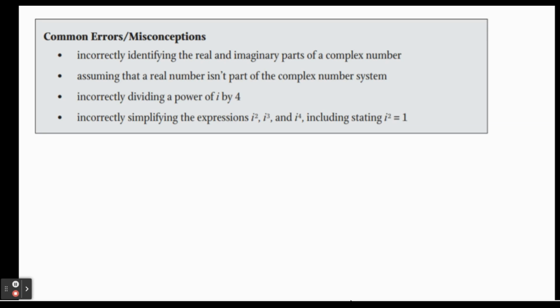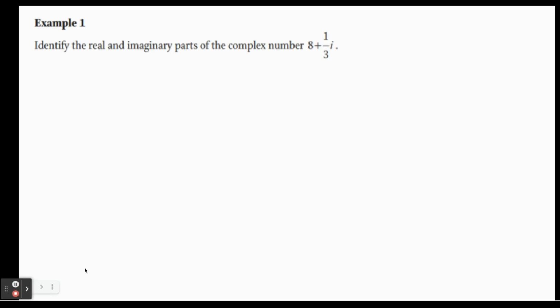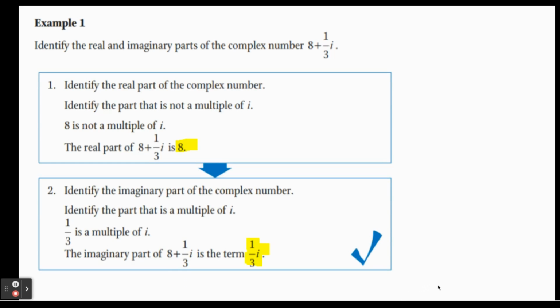Here are some common errors and misconceptions. Example 1. Identify the real and imaginary parts of the complex number 8 plus 1/3 i. Remember, the real component comes first, so the real number here is going to be 8. And then the second part, the imaginary part, is going to be 1/3 i. So it's got a real and imaginary component to this complex number.